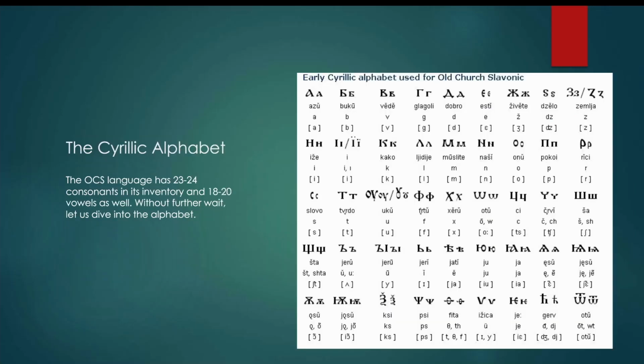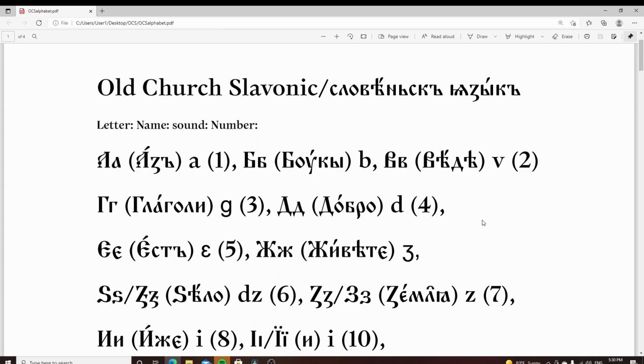The Cyrillic alphabet. The Old Church Slavonic language has 23 to 24 consonants in its inventory and 18 to 20 vowels as well. Without further wait, let us dive into the alphabet. Here I have listed the Old Church Slavonic alphabet, or as Old Church Slavonic is called, Slovanska języka, literally Slavic language. The way I have laid this out is by letter, by the name of the letter, and the sound of the letter, as well as the number of the letter.